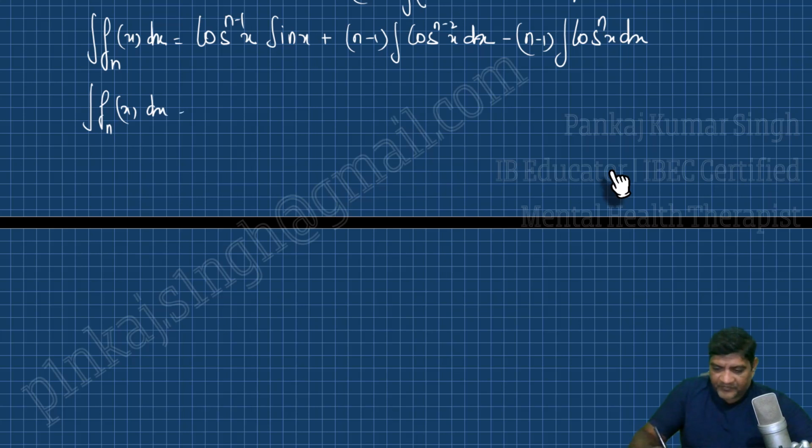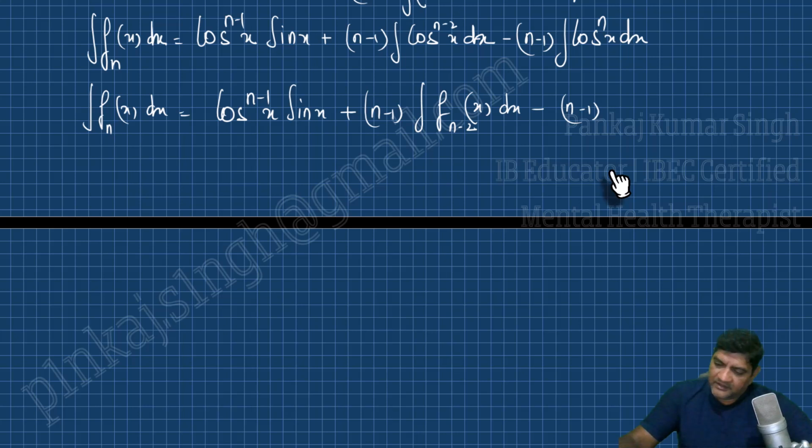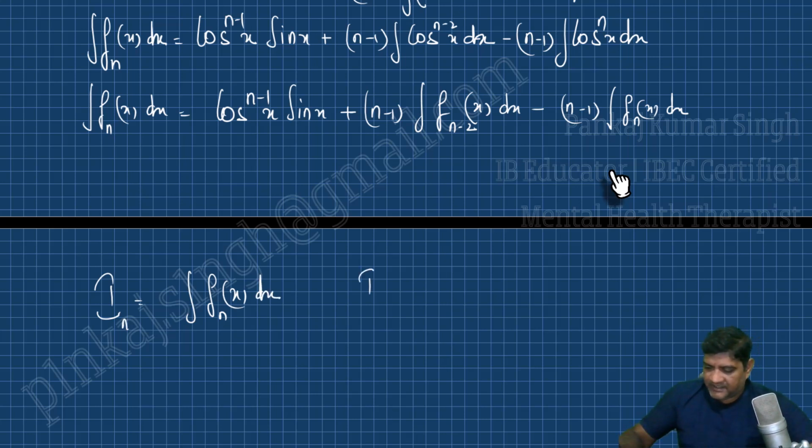So this is the integral of f n x dx, which is equal to cos to the power of n minus 1 x sin x plus n minus 1 times the integral of f of n minus 2 x dx, minus n minus 1 times the integral of f of n x dx. To make things simpler, I'm going to take I n as equal to the integral of f of n x dx, and therefore I n minus 2 will be the integral of f of n minus 2 x dx.